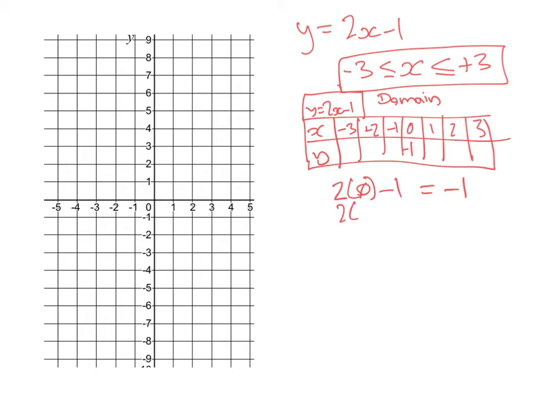Next one then, when x is 1, we substitute 1 into the bracket. So 2 times 1 is 2, take away 1 is +1. So we stick 1 in there, then we can do x is 2.